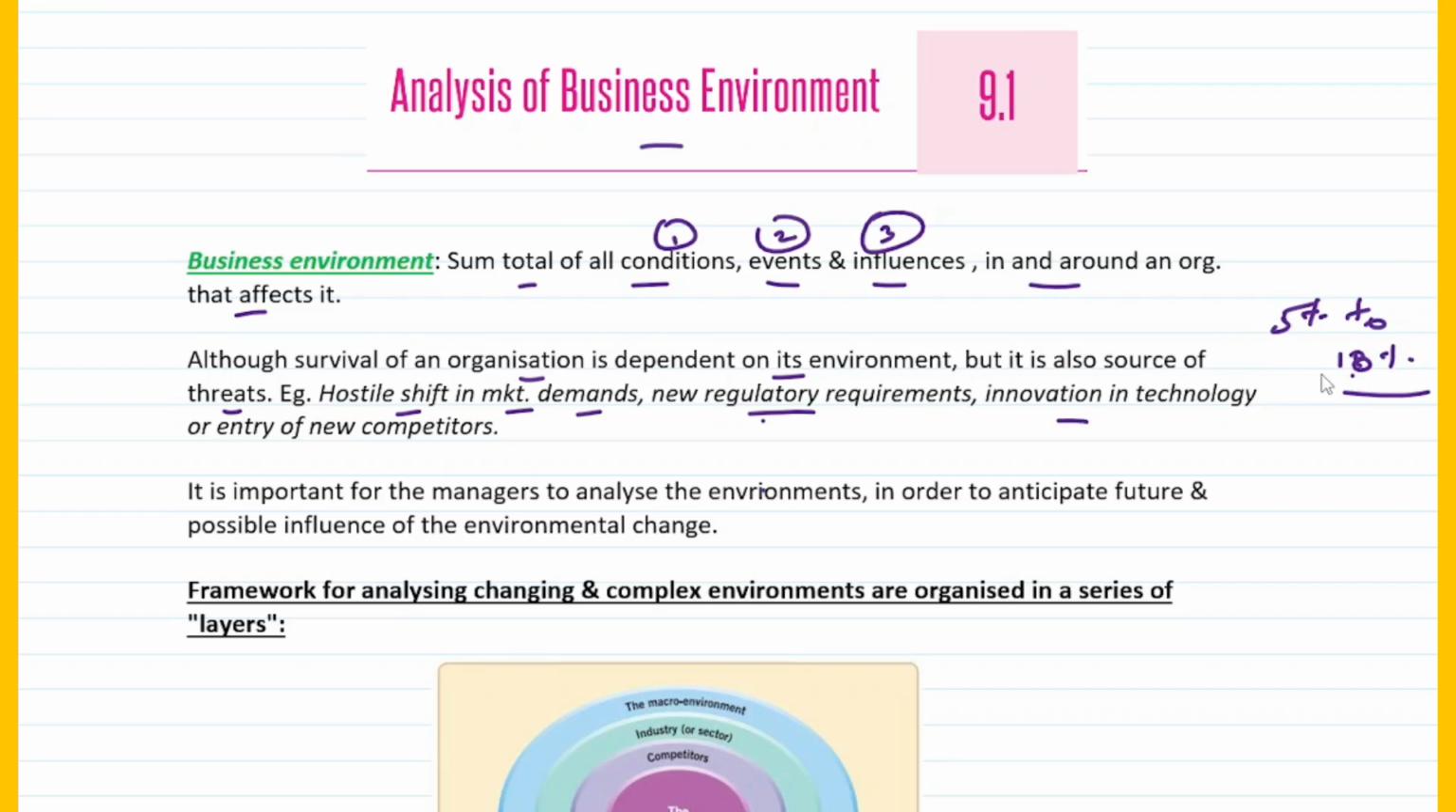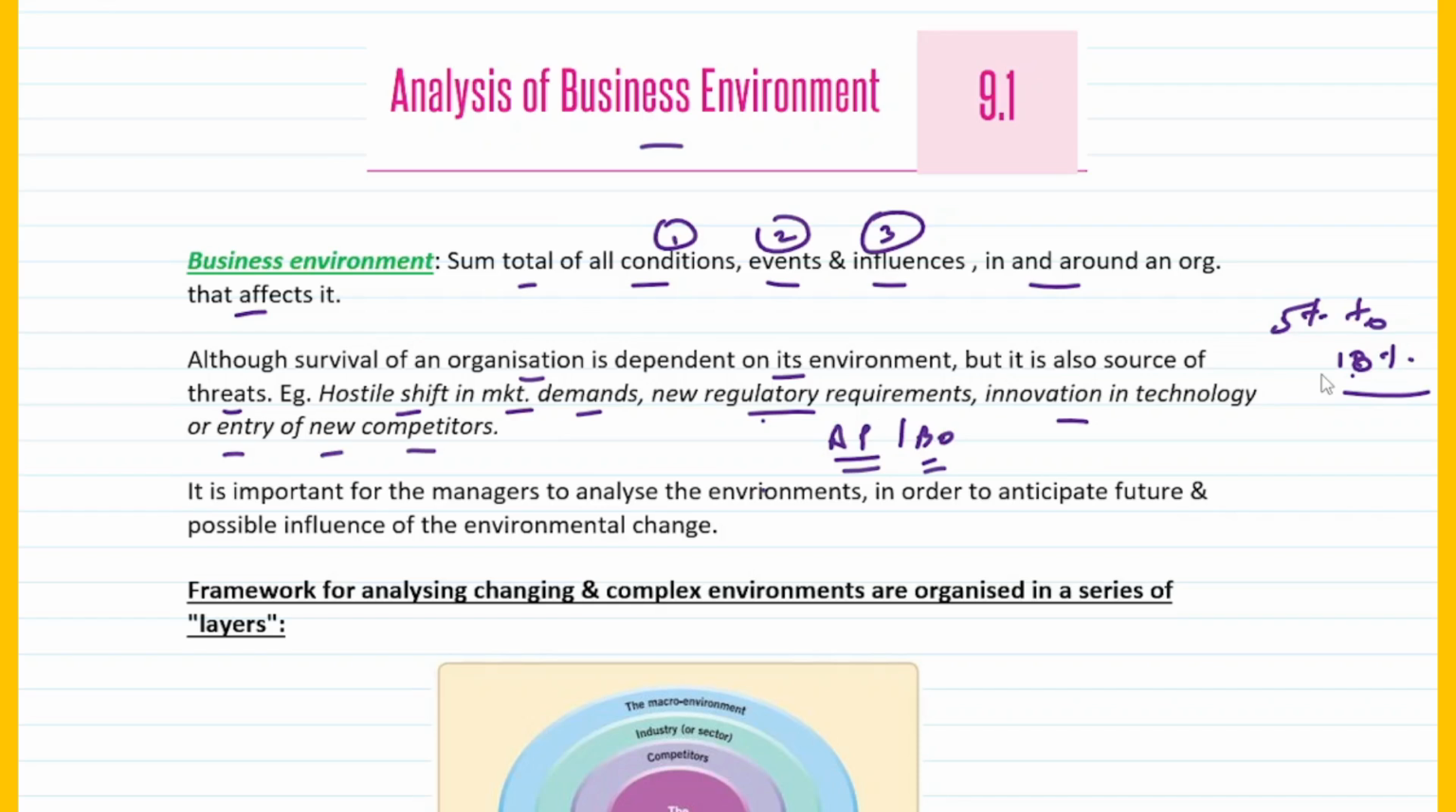Then innovation in technology or entry of new competitors. Innovation in technology, simply put, when we talk about AI, artificial intelligence, comes into the picture, your competition automatically increases, but at the same time it also gives you an opportunity to reach out to new people. And for entry of new competitors, the best example can be Asian Paints and Birla Opus. Asian Paints was a market leader for a very long time, but Birla Opus coming into the picture recently has proved to be a big threat for Asian Paints. So it's a threat for Asian Paints, but at the same time it becomes an opportunity for Birla Opus. That's how you look at it.